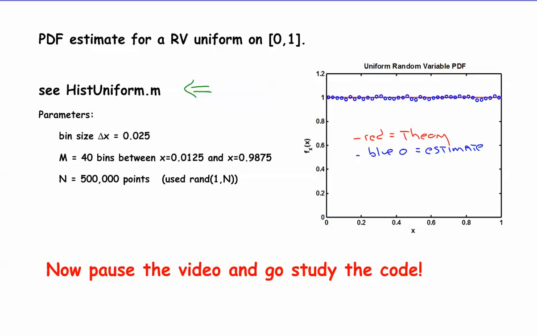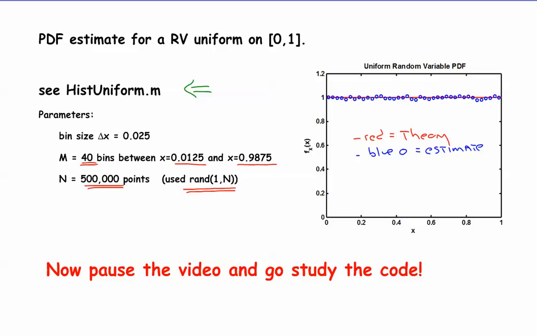Literally what I did was I used the rand uniform random number generator in MATLAB, generated 500,000 points, sorted them using the histogram function in MATLAB. In this case, I assumed that I had 40 bins. My minimum bin was 0.0125. My maximum bin was 0.9875. I used the MATLAB histogram function divided by delta x and capital N, and plotted the results in the little blue circles.